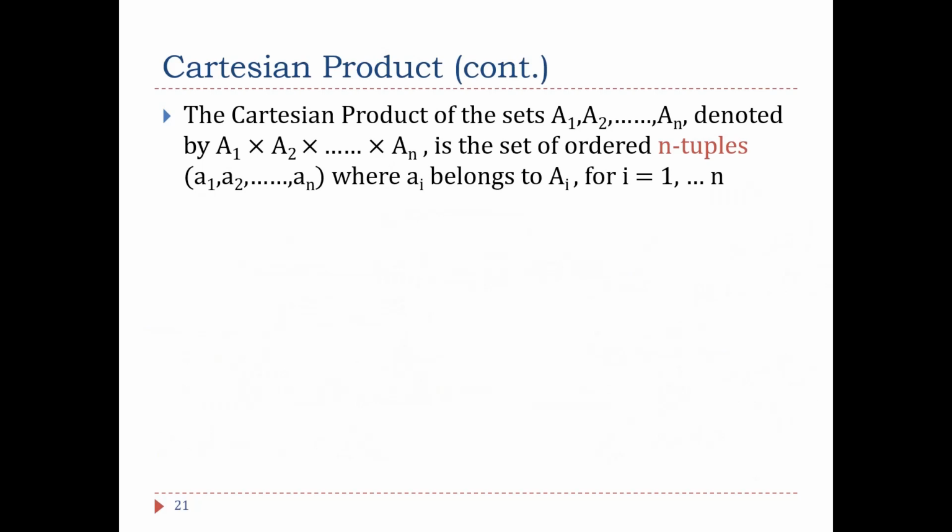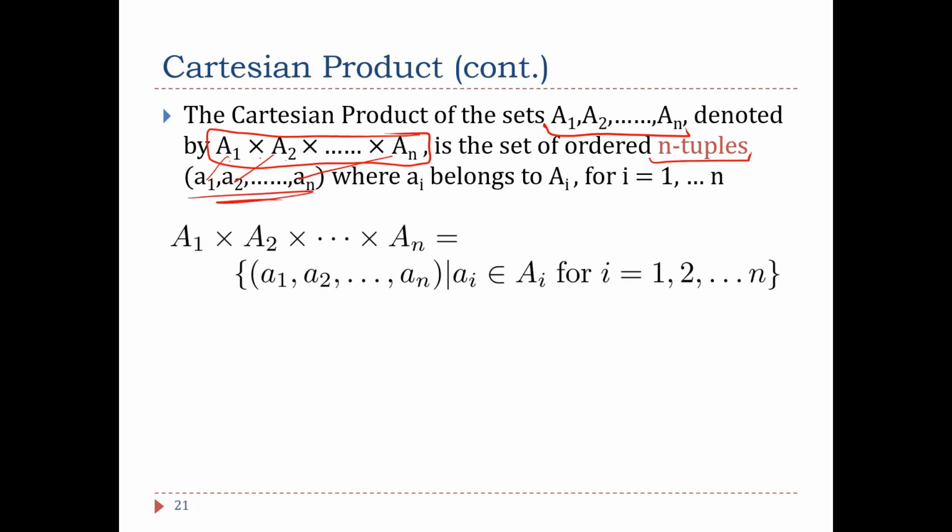We can generalize the Cartesian product to multiple sets. If you have n sets, you can create n-tuples by combining elements coming from those sets. And the set of all the possible tuples that you can compose out of all these sets is the set A1 cross A2 up to An. It's the set of all tuples of this form, where every ai belongs to the set Ai for i equal 1 to n.